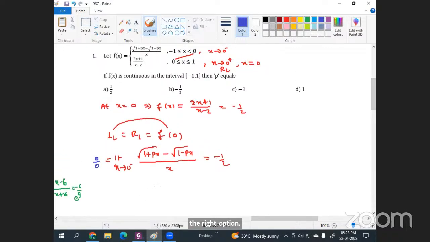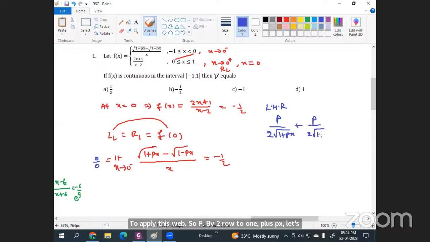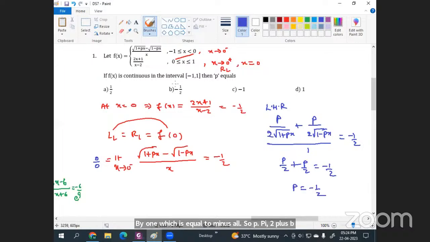So we'll go for the L'Hospital rule. I can go for the L'Hospital rule to apply this one. So p by 2 root 1 plus px plus p by 2 root 1 minus px by 1, which is equal to minus of. So p by 2 plus p by 2 equal to minus of, that is p equal to minus of. Yes, no?